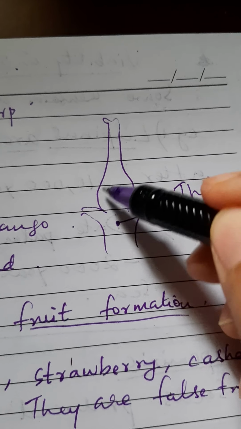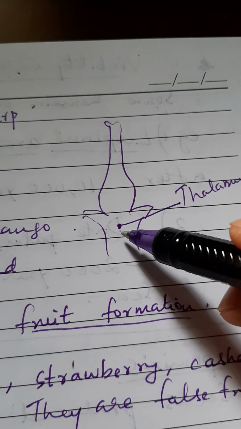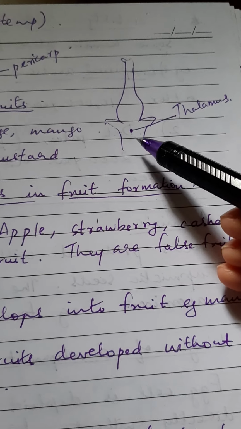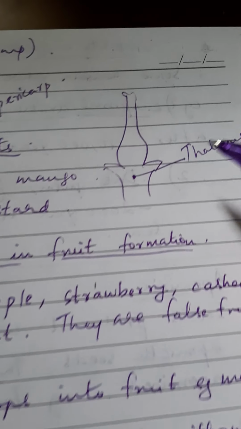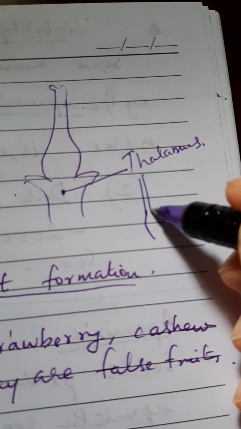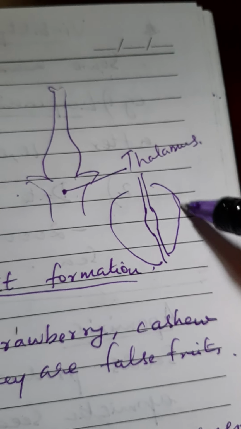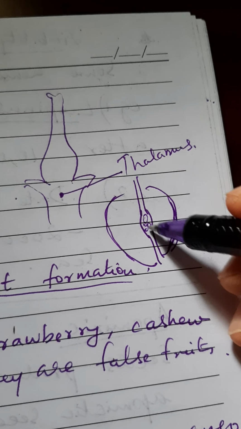Actually, true fruits means the ovary has to develop into fruits, whereas in plants like apple, strawberry and cashew, it is the thalamus area which becomes a fruit. The thalamus grows over the pistil area. In the case of apple, you can see like this: the thalamus grows over the pistil area, and here you can see the ovules.